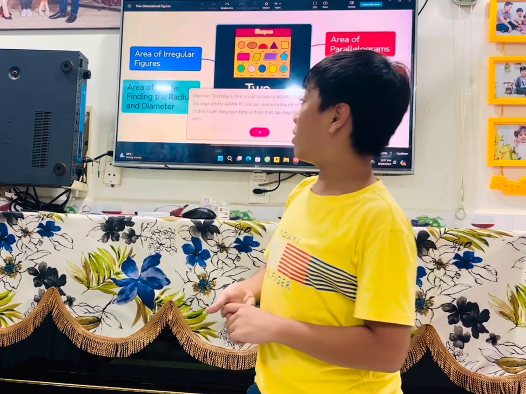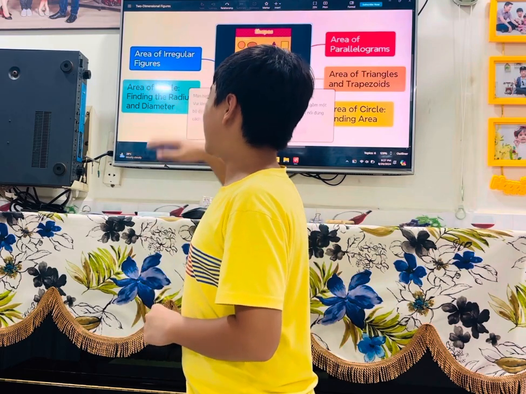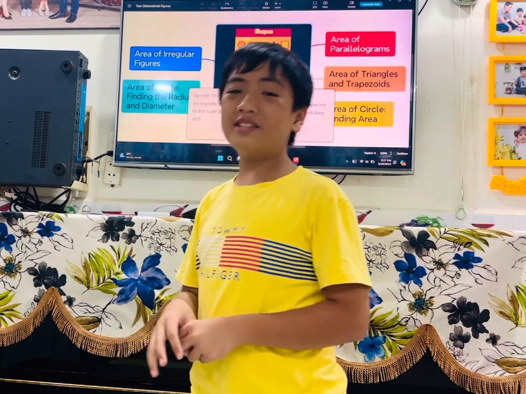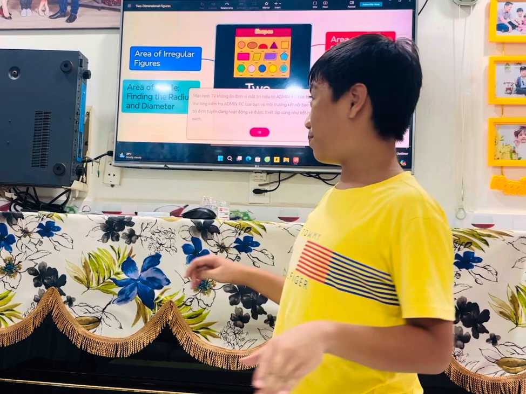Next we have the area of a circle, finding the radius and diameter. I just told you how to find it, so let's move on.